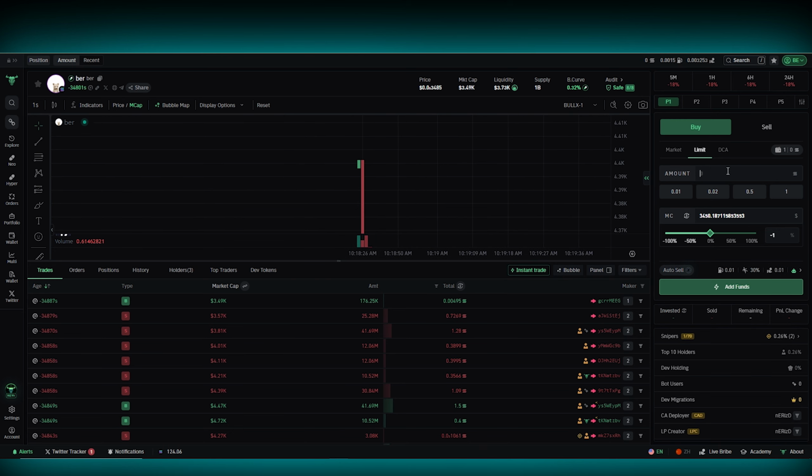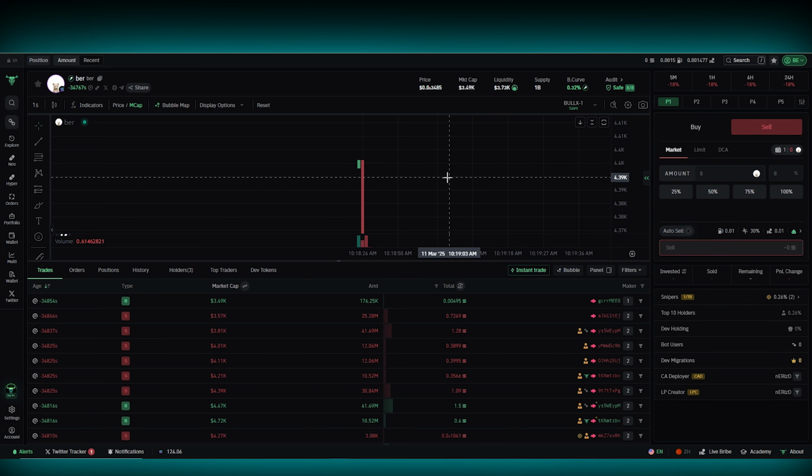For example, like this. Set your price and the amount of crypto you want to purchase and click on Buy. To sell the crypto coin, the method is the same. You either choose market order or limit order. Your executed orders will appear in the Orders tab.